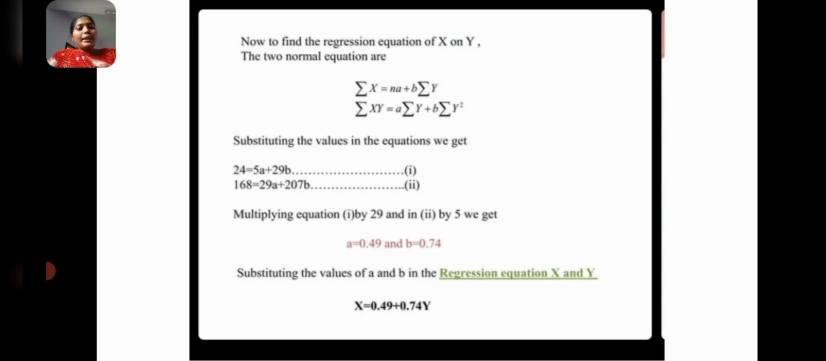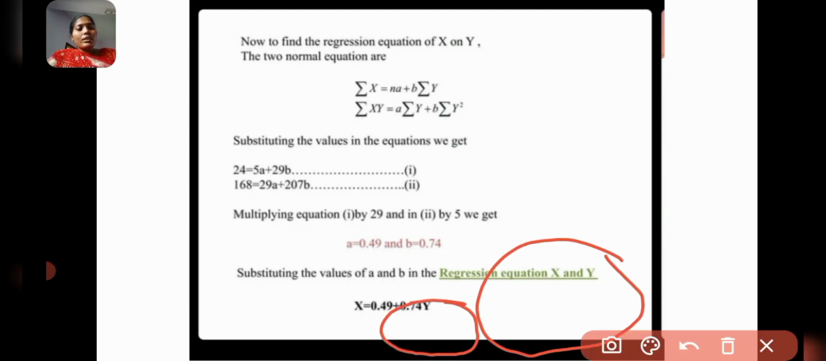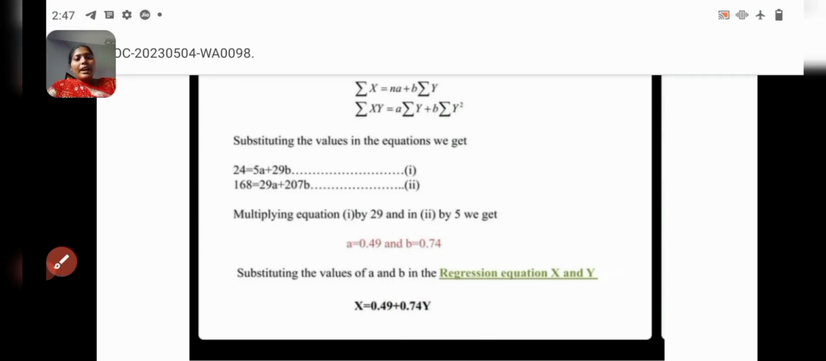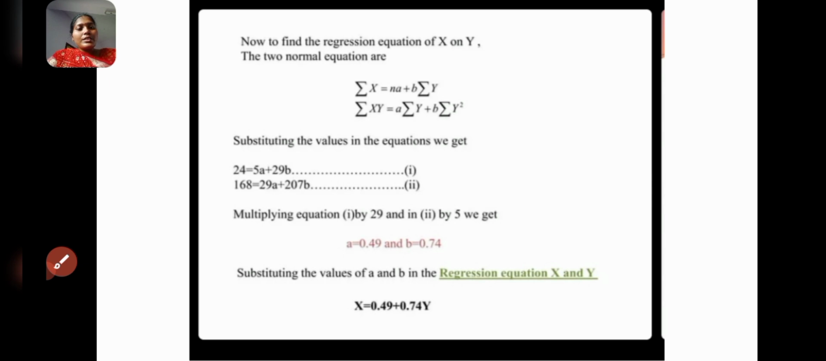Now we have the equation x equal to 0.49 plus 0.74 into y. These two are the regression equations of y on x and x on y.